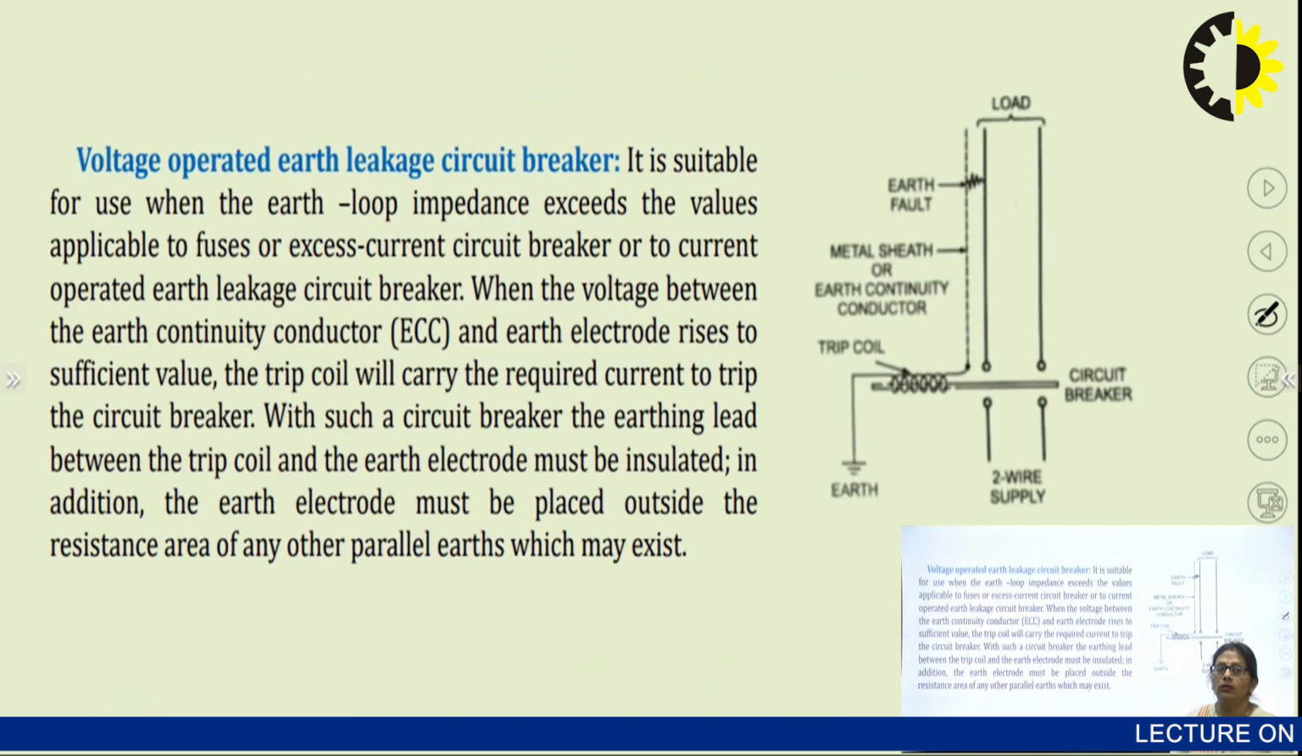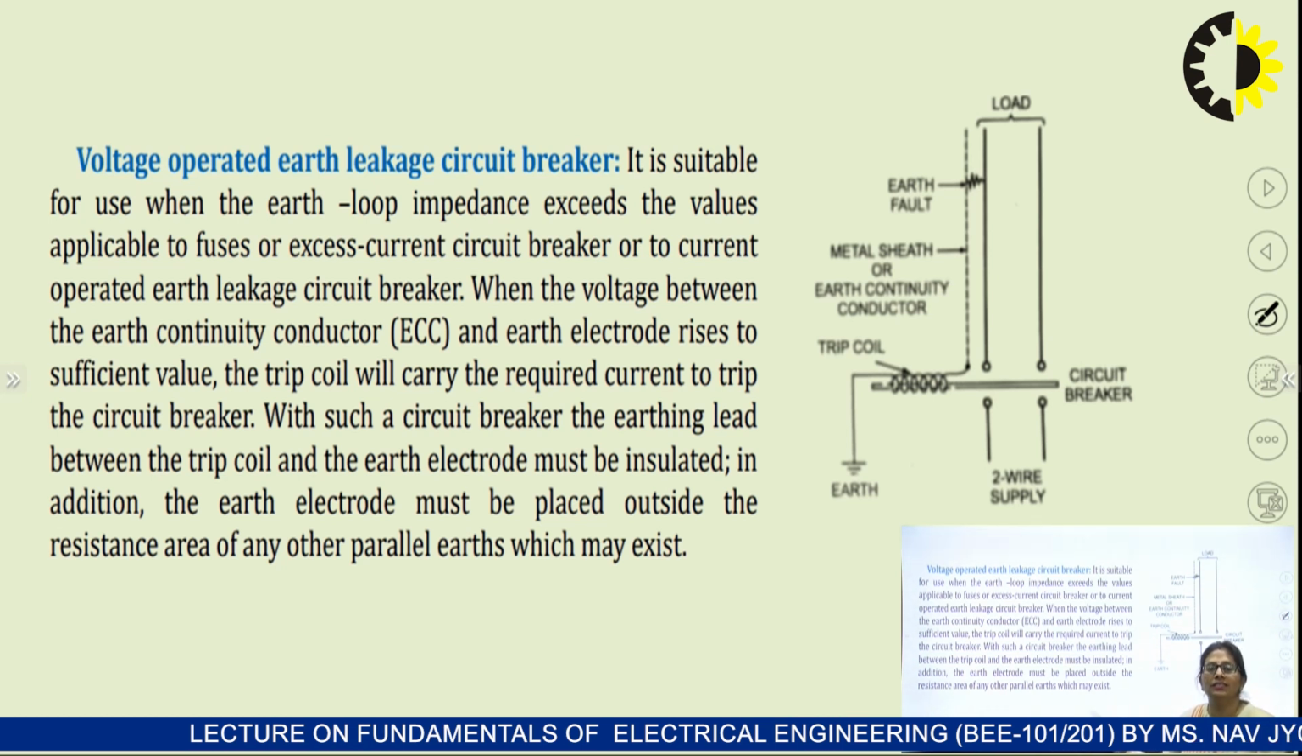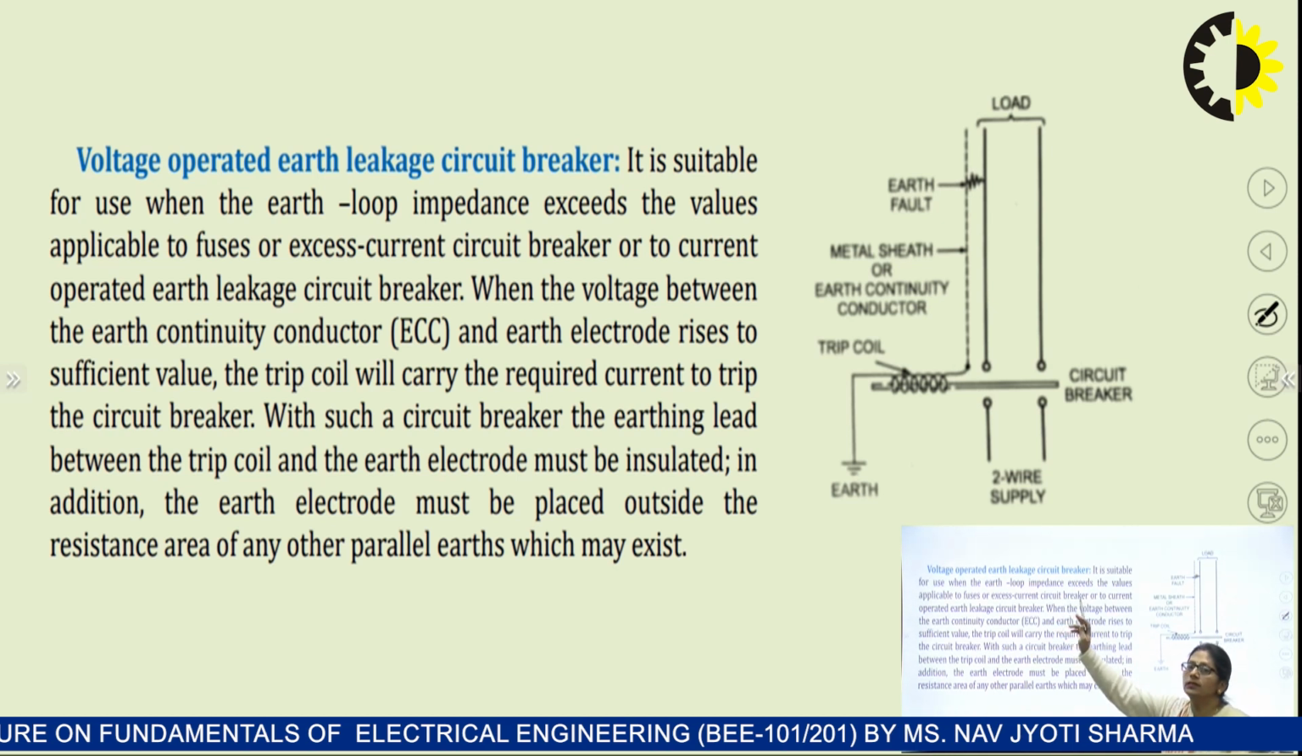What is now the voltage operated earth leakage circuit breaker? It is suitable for use when the earth loop impedance product exceeds the value, which value? 40. If that value is greater than what is applicable to fuses, the excess current circuit breaker, or the current operated earth leakage circuit breaker, which we have seen is 40, and the product exceeds 40, we will go with the voltage operated earth leakage circuit breaker.